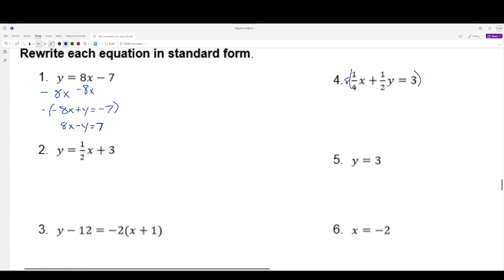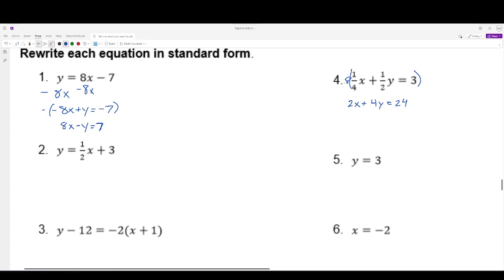But I'm going to do this. It's wrong, but I'm going to do this just so we can see. So if I multiply everything by 8, 8 times 1/4 x is the same as 8 divided by 4, so that's 2x. 8 times 1/2 y, that's 1/2 of 8, so 4y. And then 8 times 3 is 24. So this looks like a standard form equation, but all of these are divisible by 2. Meaning that it doesn't meet that third requirement that it can be simplified.